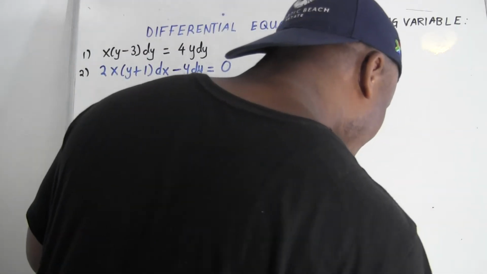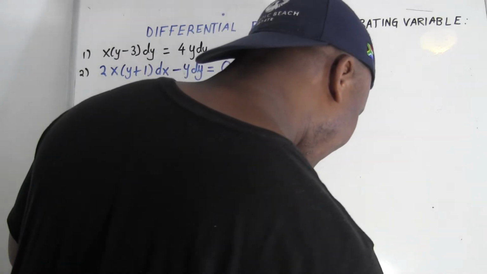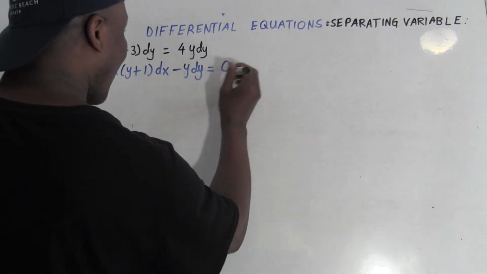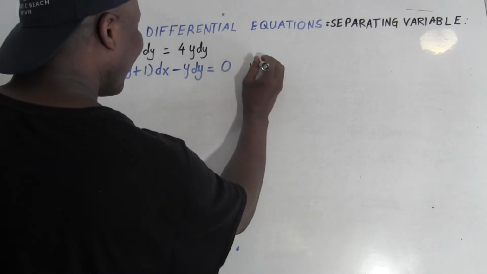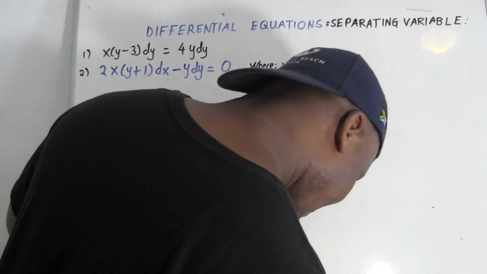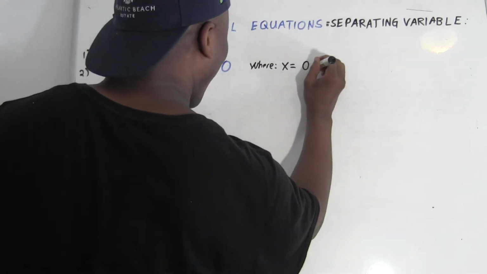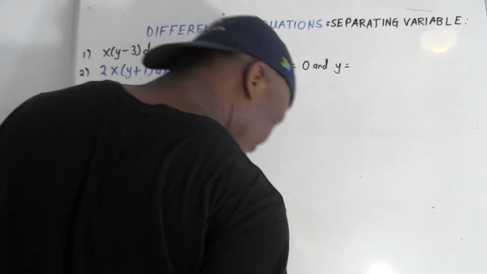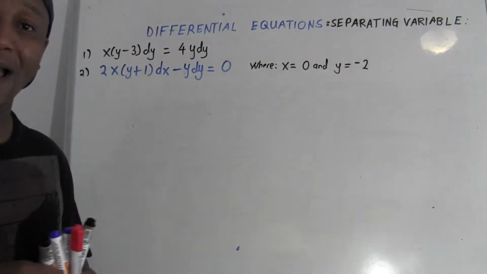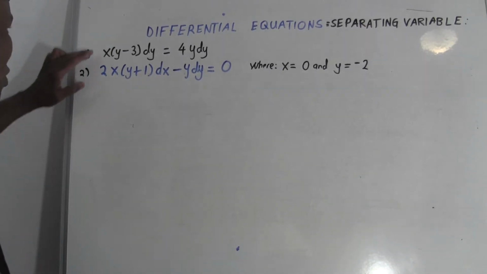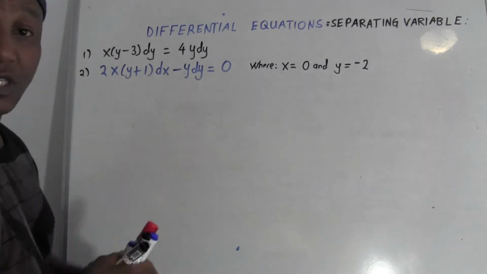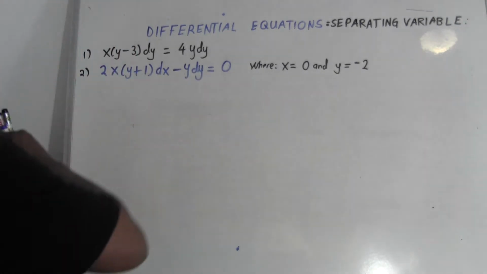For question number 2, they say here the value of x, whereby x equal to 0, and y equal to -2. So they give you the initial value. If I can do question number 2, question number 1 is going to be way easier. They are two different questions, but if you understand question number 2, question 1 is going to be way easy. Now, let me show you how to do question number 2.